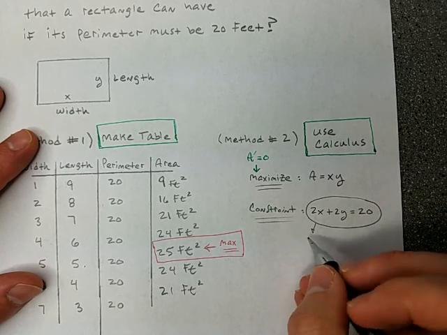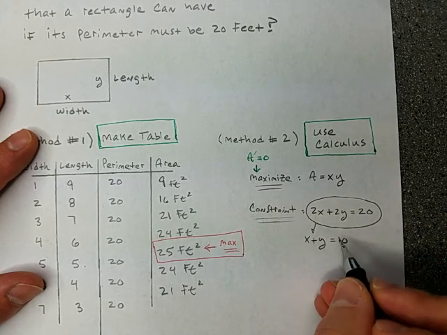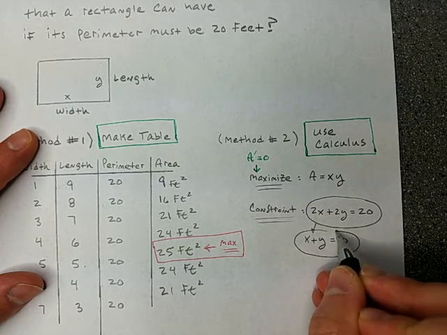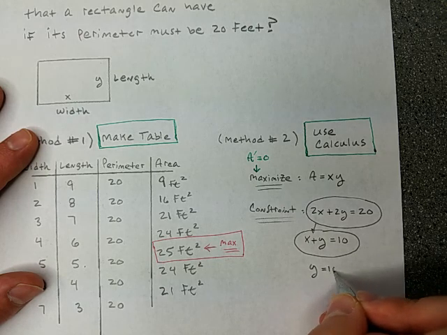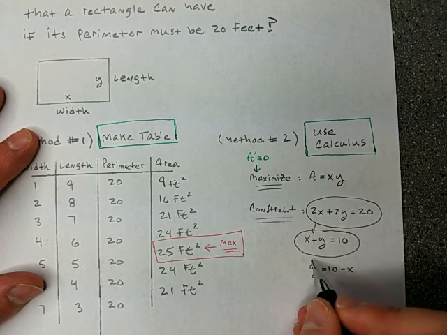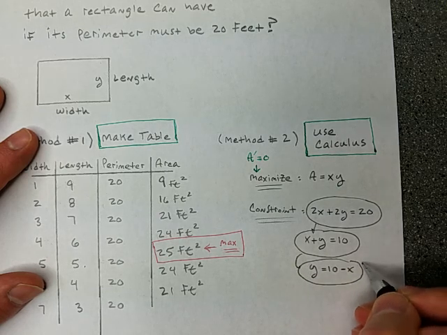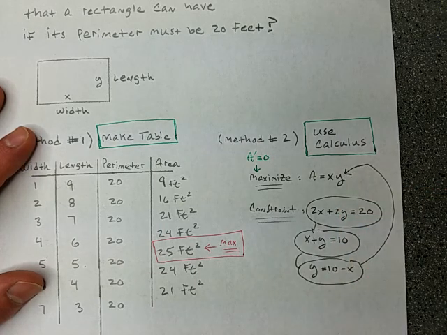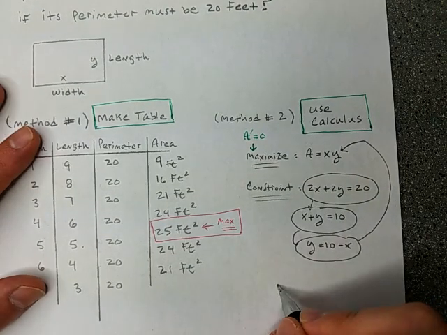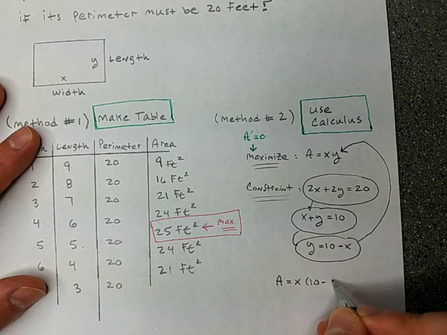So let's work on this in a way that we can substitute it in there. If we divide by 2, could we say that x plus y is equal to 10? Okay, so we could do that. And then could we solve this for y? Yeah, we could say y is equal to 10 minus x. All right. And then could we take that and substitute it in here and reduce that to just be a function of x? Yeah, we could do that too. It would be that the area is x times 10 minus x.